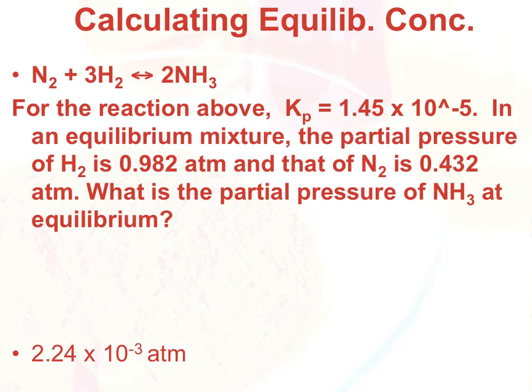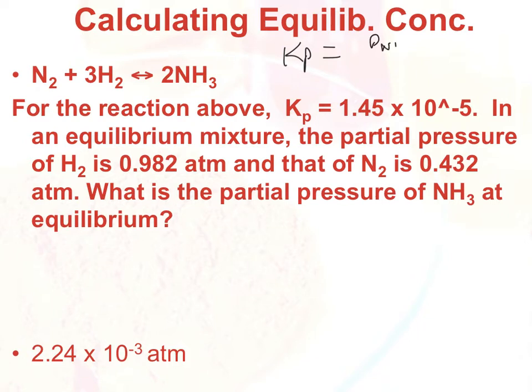So let's take a quick look at calculating equilibrium concentrations. I want you to notice that they've given us an overall equation here. They've given us our equilibrium constant. They've given us partial pressures of some of the components of the above reaction at equilibrium, and they want us to calculate the partial pressure of NH3 at equilibrium. So in this problem, we're obviously going to write our equilibrium expression. Notice they're asking for partial pressures, so we're going to write this with respect to Kp, in terms of our partial pressures.